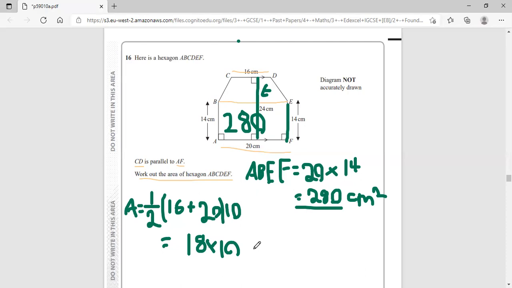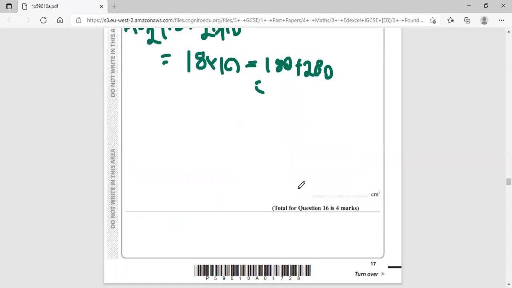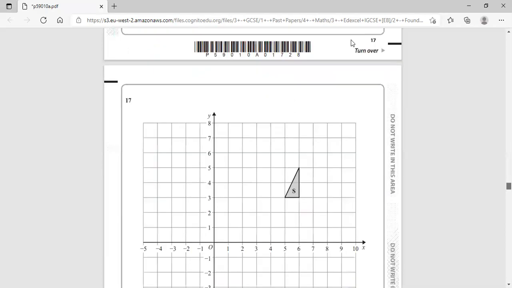So 180 plus 280, sorry about the bad handwriting here, gives you 460. And again, remember the units, it is centimeters squared, but they write it down for you. And that is our first 4 marks. Okay, let's move on. Question 17.